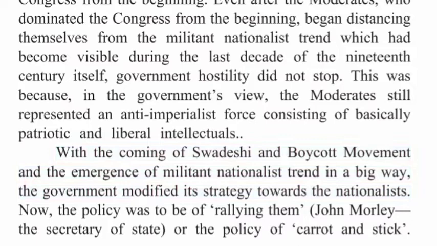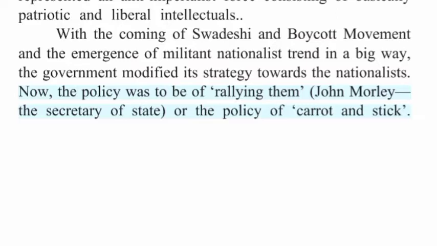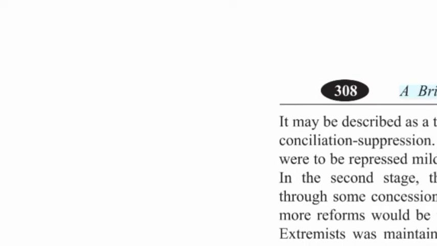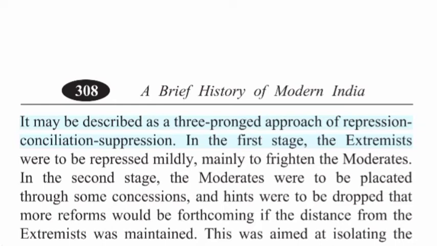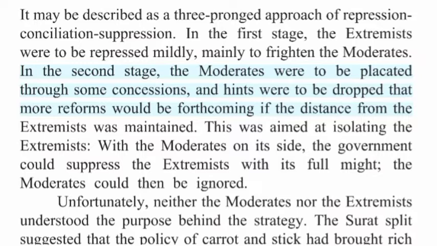Now, the policy was to be of rallying them, John Morley, the Secretary of State, or the policy of carrot and stick. It may be described as a three-pronged approach of repression, conciliation, suppression. In the first stage, the extremists were to be repressed mildly, mainly to frighten the moderates. In the second stage, the moderates were to be placated through some concessions, and hints were to be dropped that more reforms would be forthcoming if the distance from the extremists was maintained. This was aimed at isolating the extremists.